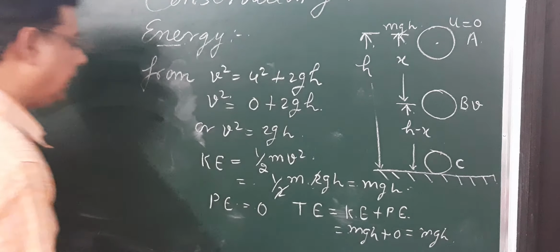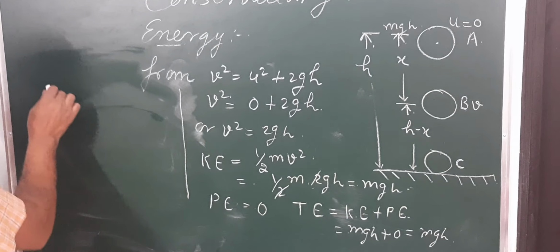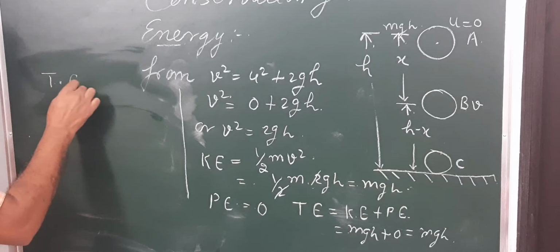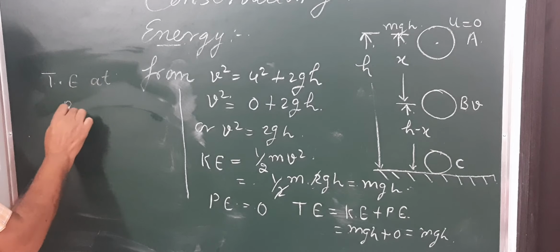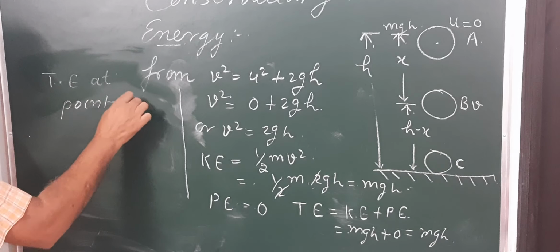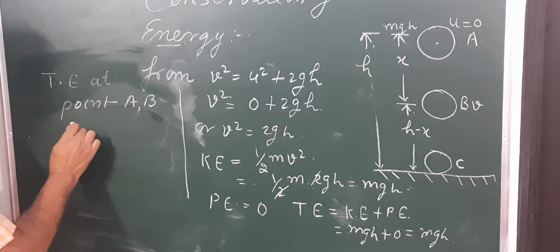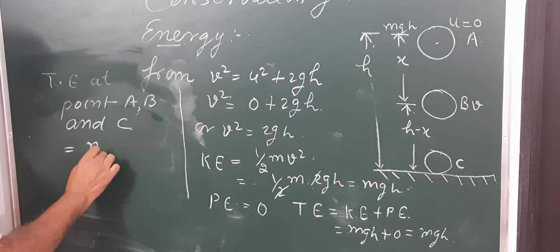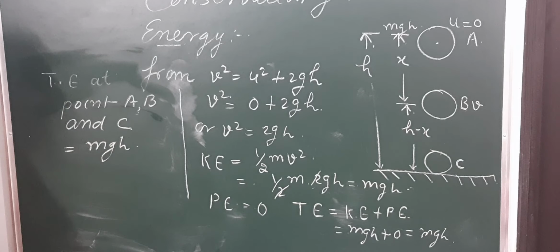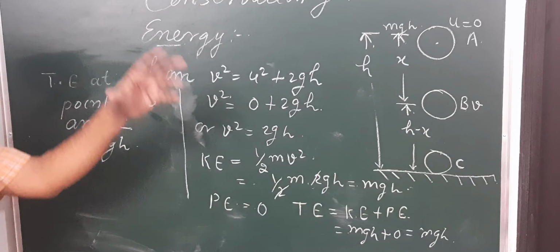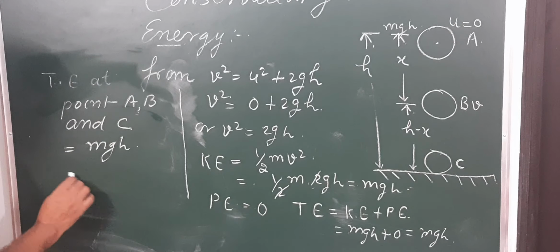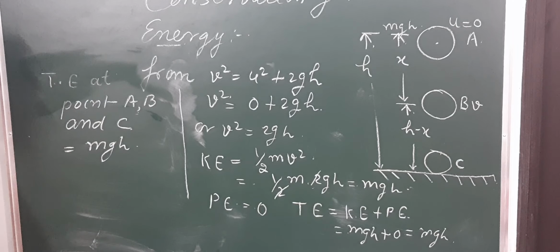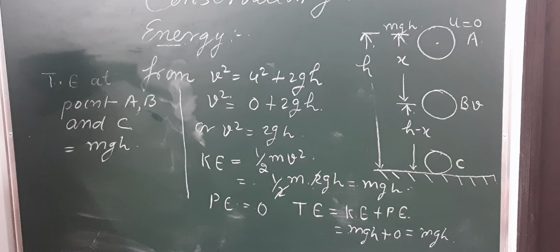So hence we see that the total energy at points A, B and C is the same, and that is equal to mgh. Therefore, the total mechanical energy is conserved throughout its path, and that remains constant. It proves the law of conservation of mechanical energy.